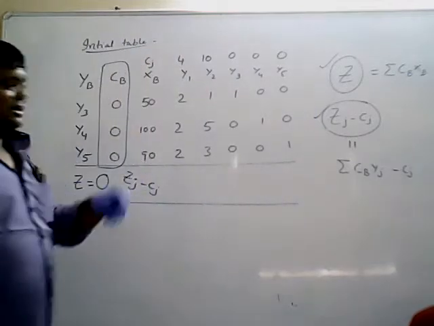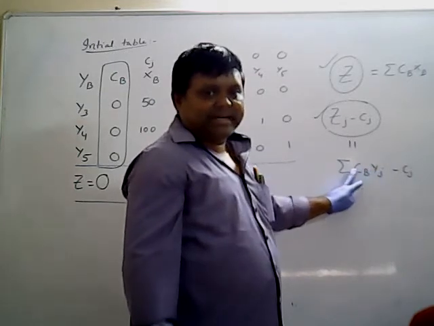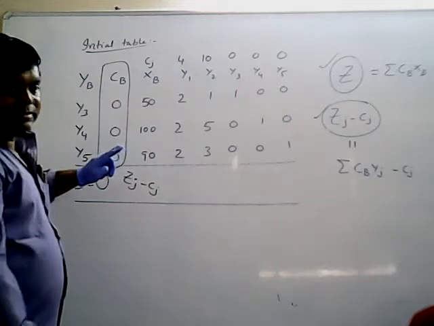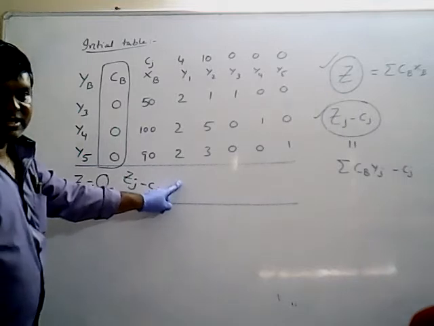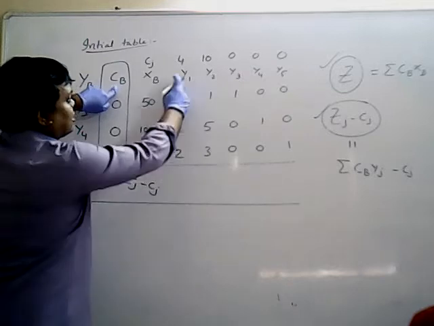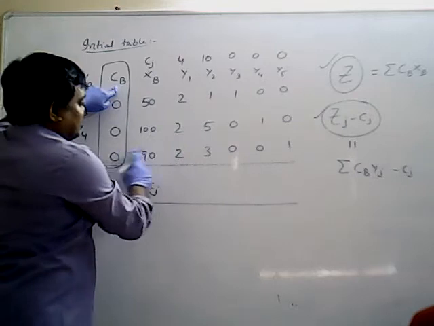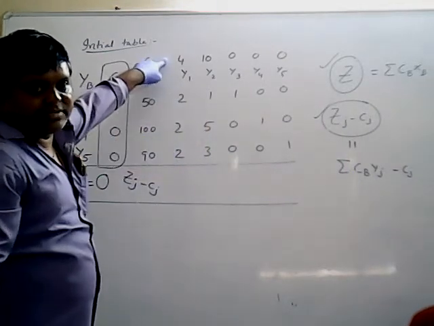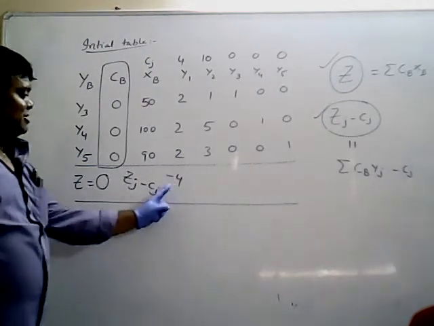So you have to calculate the net evaluation. For that I have given the formula: Cb into Yj, multiply and take the total, minus Cj. First I am applying it to the first one, Z1 minus C1. Carefully listen. Cb is fixed. Cb into y1: 0 into 2 is 0, 0 into 2 is 0, 0 into 2 is 0. Take the total, the total value is 0. 0 minus 4 is minus 4. Now the first net evaluation value is minus 4.